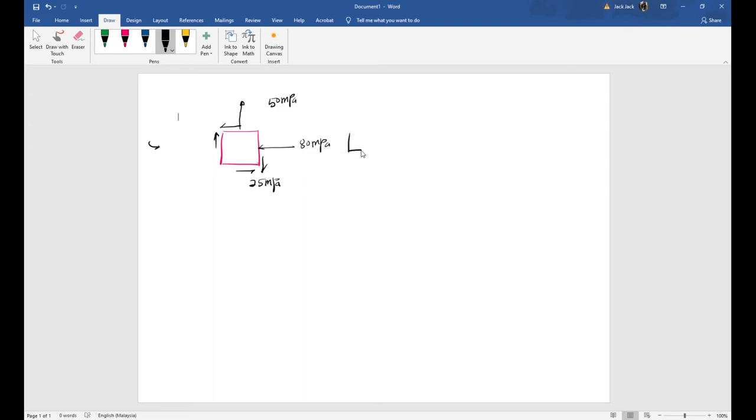Let's simply define the x-axis and y-axis first. So sigma x is equal to minus 80 megapascal. Minus 80 megapascal. Why minus? Because if you check the direction of the vector 80 megapascal, it is to the left.